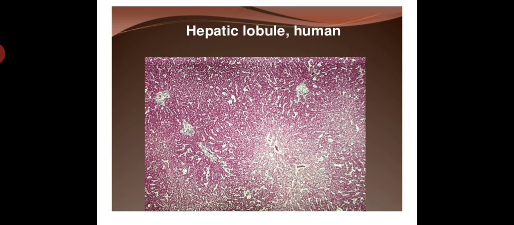This is the section of a human hepatic lobule, and as you observe here, a number of lobules can be seen, and each lobule will have a large central vein, called the central vein, and from this central vein there arises a radiating, anastomosing, branched arrangement of cells, called the hepatic cords or hepatic plates.